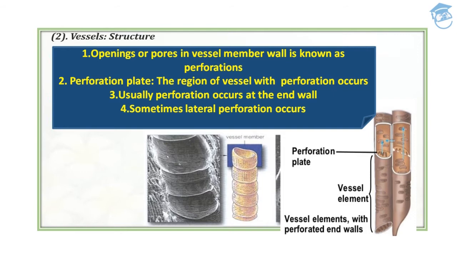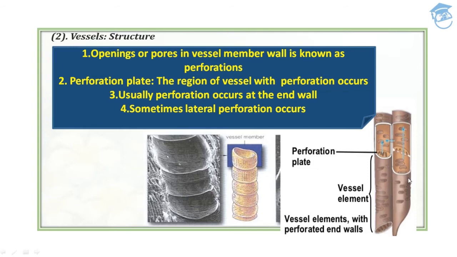Openings or pores in the vessel member wall are known as perforations, and the perforation plate is the region of a vessel where perforation occurs. See, this is the perforation plate from where perforation occurs. Perforation means that it allows the passage. Usually perforation occurs at the end wall. See, this is the end wall, and here the perforation plate is there. Sometimes lateral perforation also occurs. That means this is the lateral part of it.